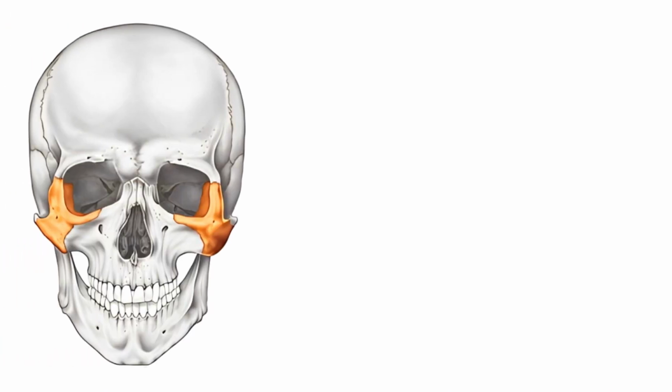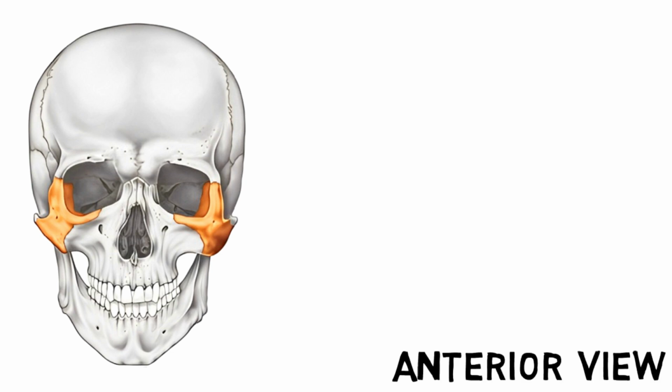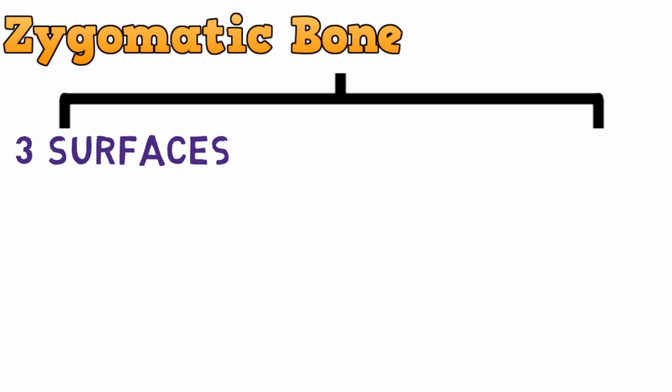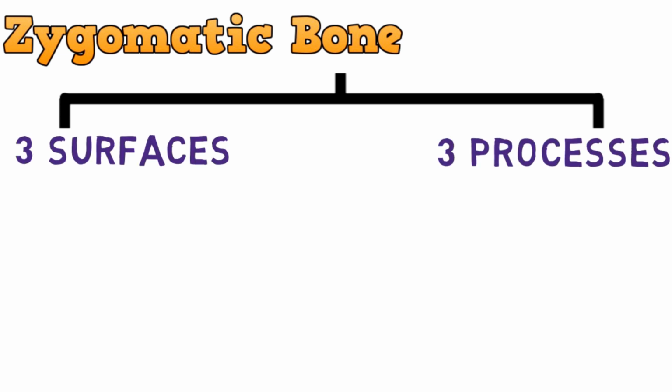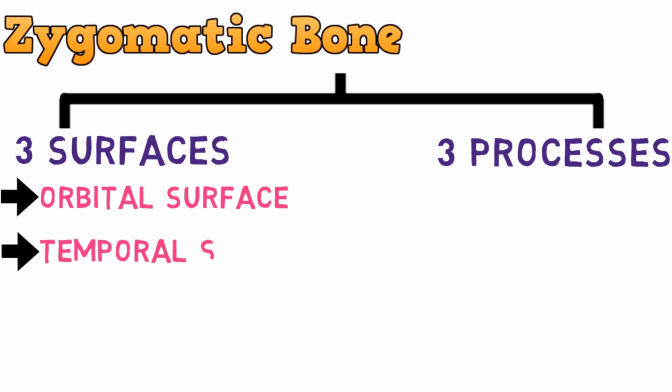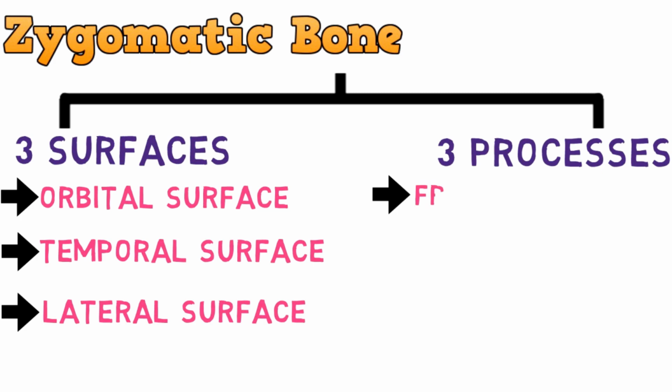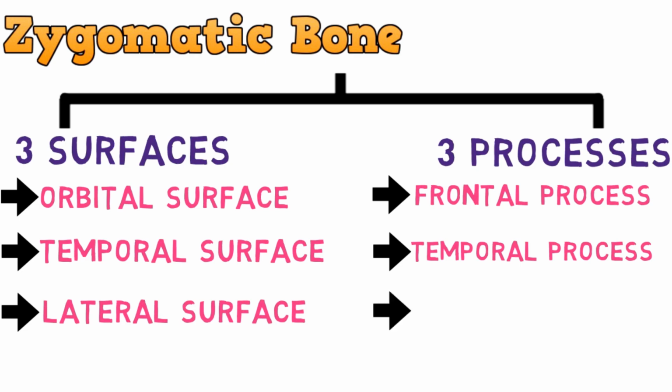Let's have a look. This is the anterior view of the skull, and this bone shaded in the orange is the zygomatic bone. Now, let's discuss about the surfaces and processes of the zygomatic bone. There are three surfaces and three processes. The surfaces include the orbital surface, temporal surface, and the lateral surface. And the processes include the frontal process, temporal process, and the maxillary process. We will discuss each of these separately, starting with the surfaces of the zygomatic bone.